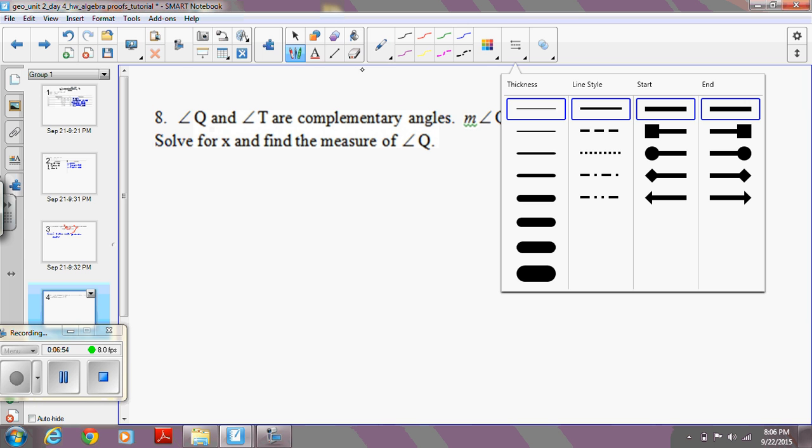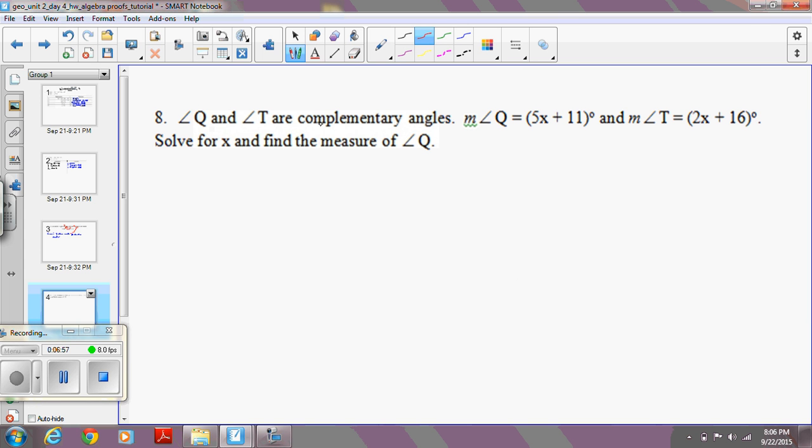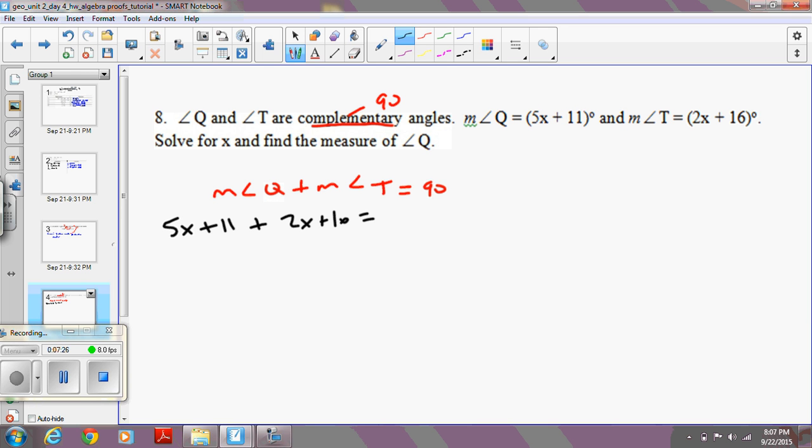Because it says that they are complementary, that means they should add up to 90 degrees. So the measure of angle Q plus the measure of angle T should equal 90. Well, knowing that fact, I can now say 5x plus 11 plus 2x plus 16 should equal 90. And now we can solve for x this way.